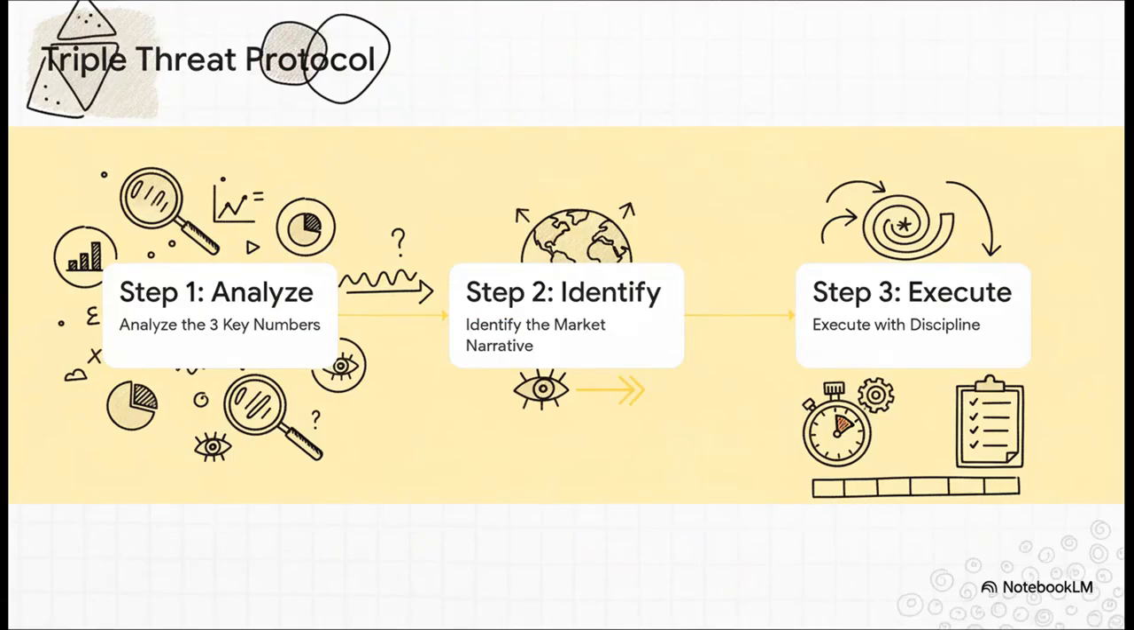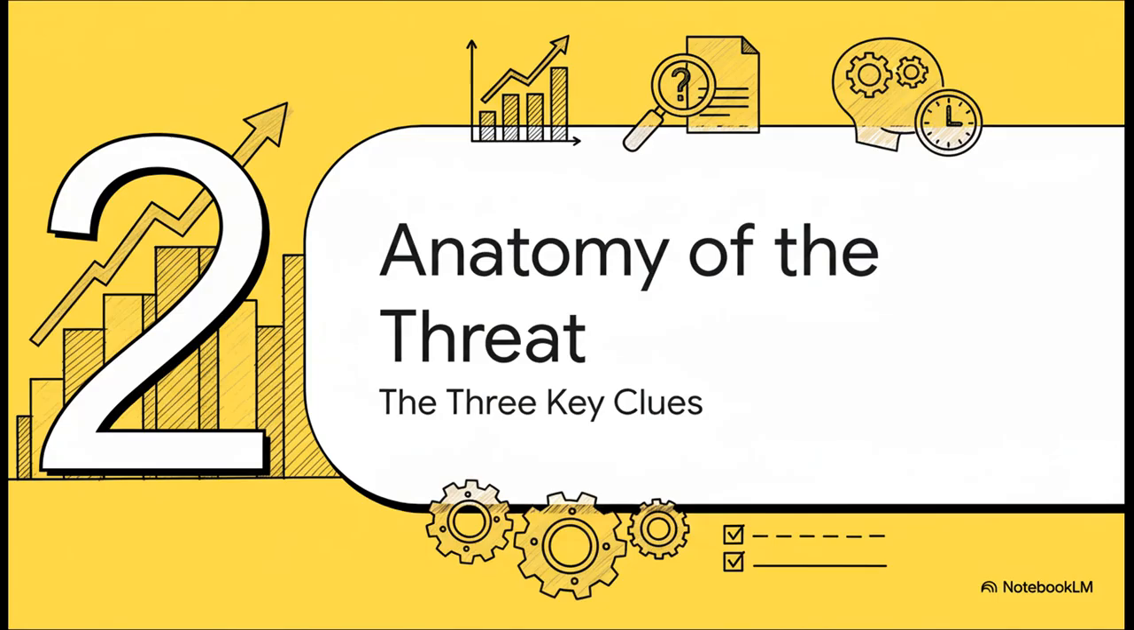And that brings us to the solution, what we call the triple threat protocol. It's a super disciplined three-step process. It forces us to look past just the headline to really dig into the story the data is telling, and then, and this is key, to execute our plan with total discipline. All right, let's get into the anatomy of this thing. We're going to deconstruct the three critical clues inside that report that you have to analyze.